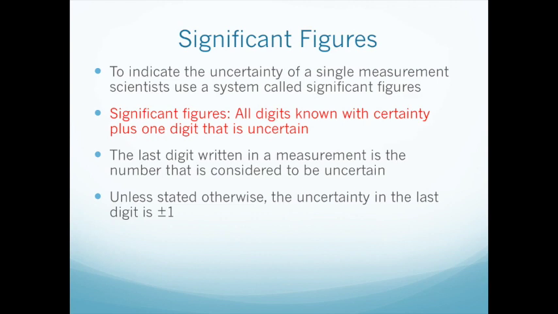To indicate the uncertainty of a single measurement, scientists use a system called significant figures. This is all of the digits known with certainty plus one digit that is uncertain. The last digit is the number that is considered to be uncertain and is, unless stated otherwise, plus or minus 1.